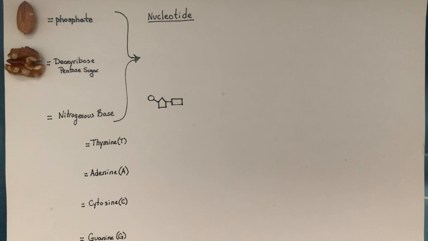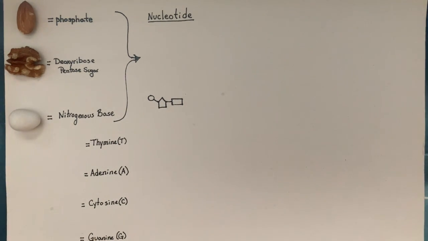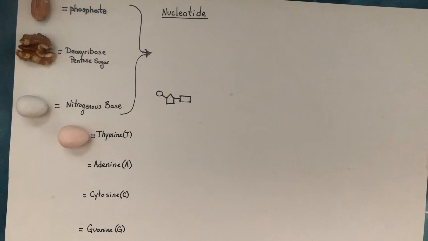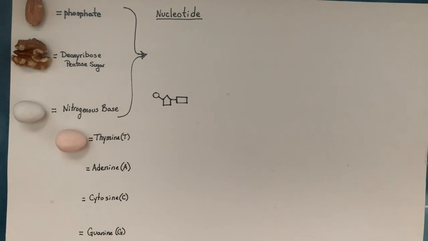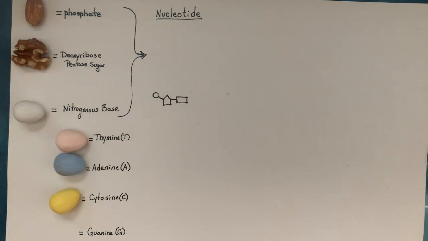And then my nitrogenous bases are going to be represented by Cadbury mini eggs. They do not have any DNA in them right now, but they came from plants. So there are 4 different nitrogenous bases. There are thymines, which are going to be represented by a pink Cadbury egg. There are adenines, which will be represented by blue. There are cytosines, which will be yellow. And then there are guanines, which will be white. All right.